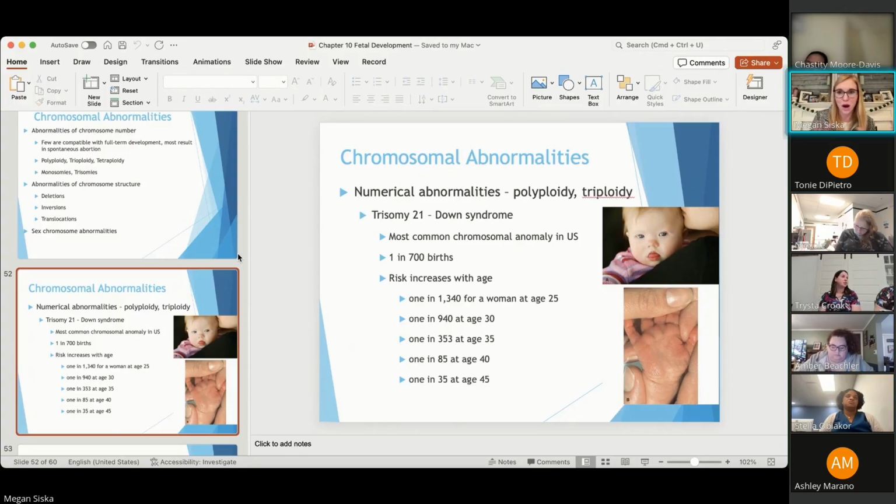It is the most common chromosomal abnormality. It's about 1 in every 700 births. And as a woman increases in age, her risk of having a child with Down syndrome also increases.